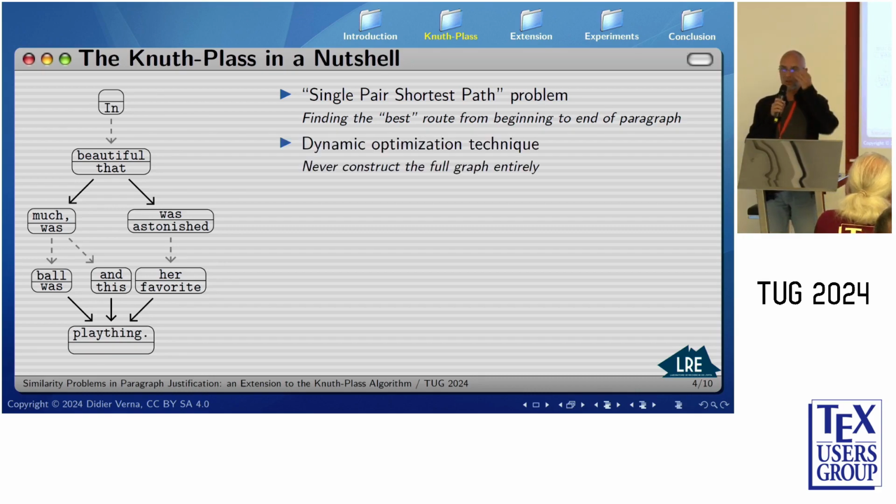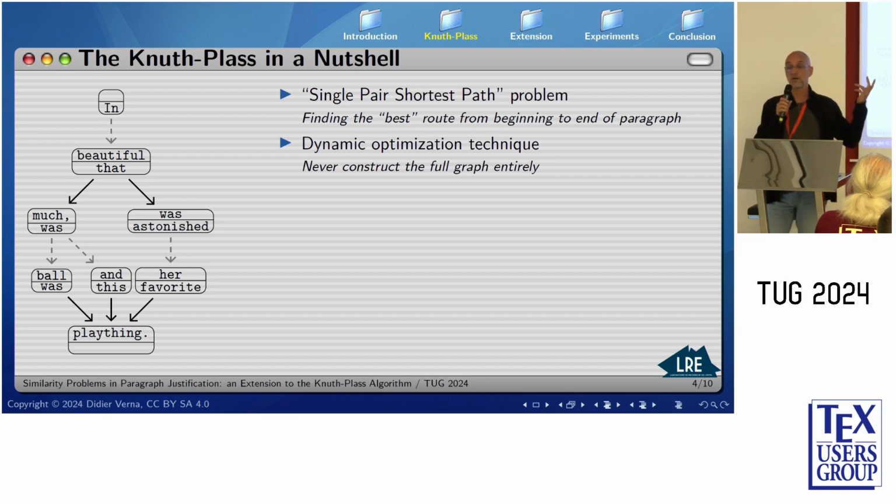On top of that, the Knuth-Plass, and this is the most important specificity of this algorithm, has a dynamic optimization technique coming from the field of dynamic programming. I will not go into the details, but the only thing that you need to understand is that this optimization is here to avoid the necessity of constructing the whole graph in memory. So you never have a global picture of all the possibilities available to you when you justify a paragraph, because the theoretical complexity of this is exponential.